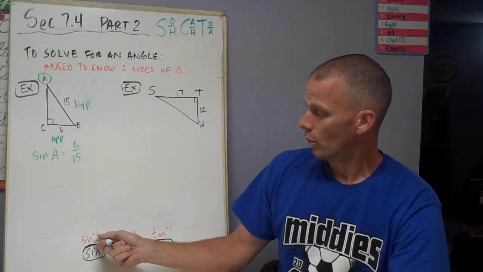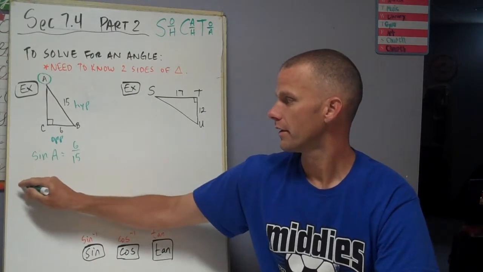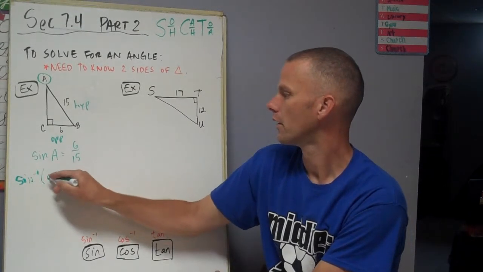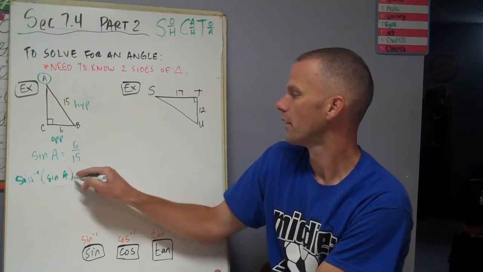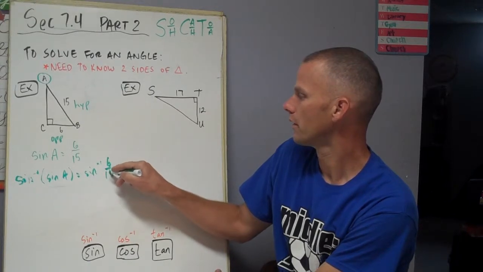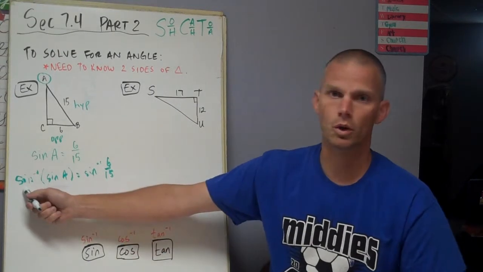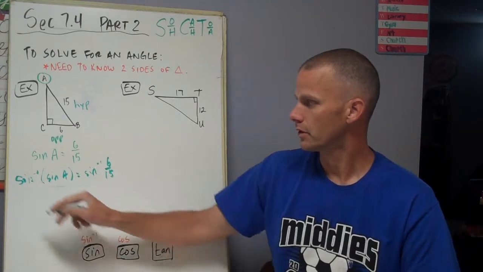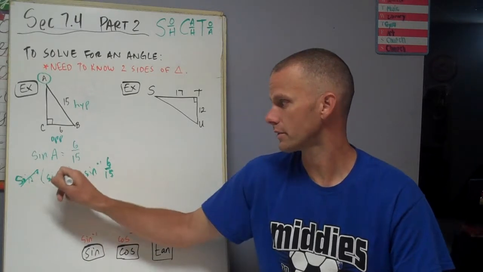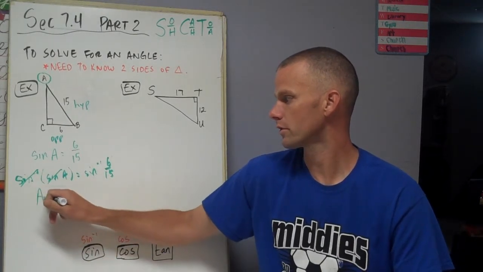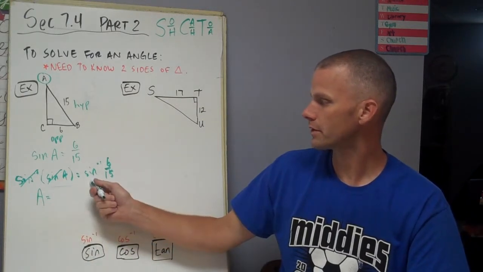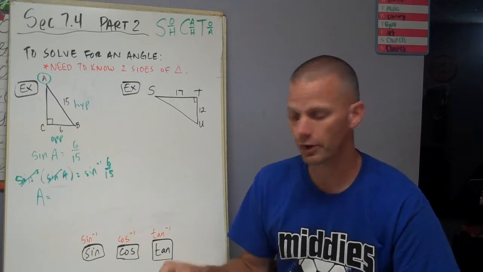So what we're going to do here is take the inverse sine of the sine of A and the inverse sine of our fraction, because whatever we do to one side, we have to do to the other. These two are inverses of each other, so they cancel out. That leaves us with just our variable, angle A, equals the inverse sine of 6/15. That's where you're going to need your calculator.